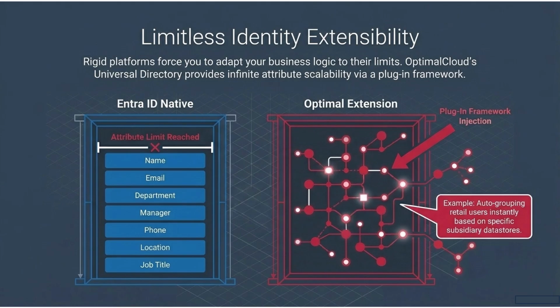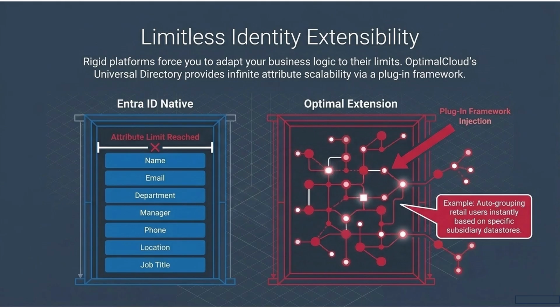And if you hit the attribute limit in a rigid platform, you're stuck building clunky workarounds. But Optimal uses something called a plugin framework injection to provide what they call infinite attribute scalability. And I have to call timeout here. Sure. Infinite sounds like marketing fluff.